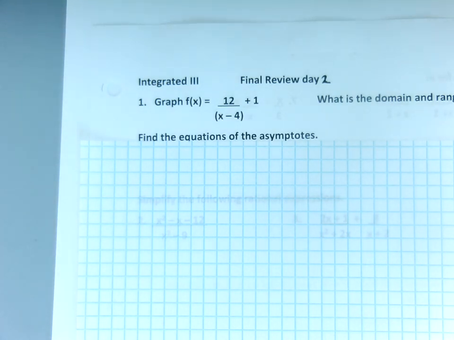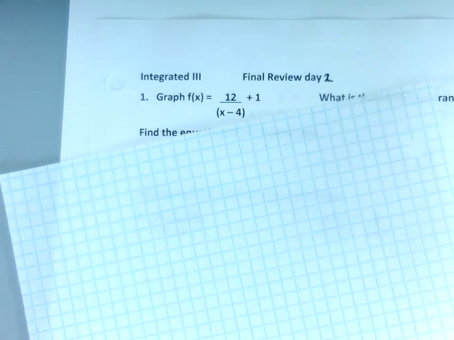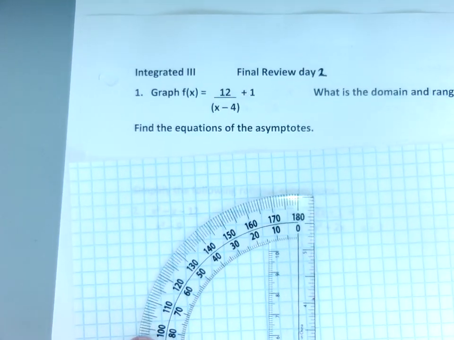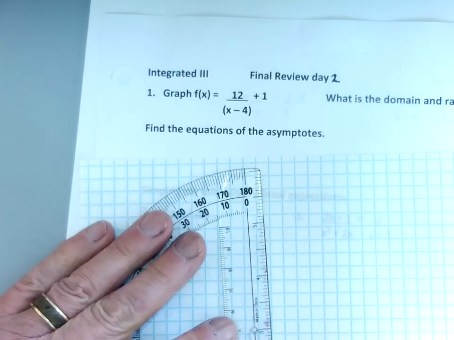Okay, everybody, it is review day 2. So today's kind of more of our rational functions, our rational expressions. So let me start with number 1. We're going to graph 12 divided by x minus 4 plus 1.